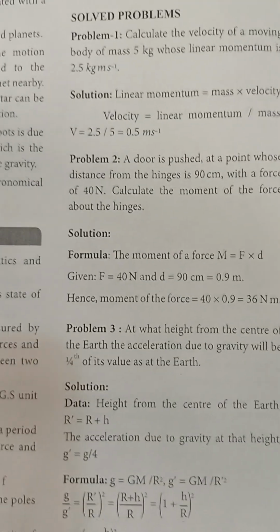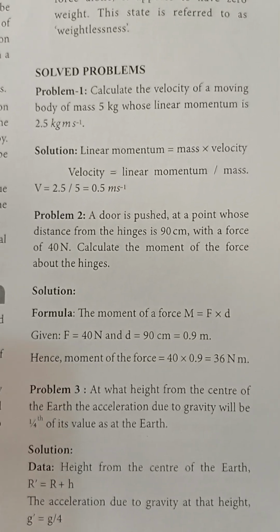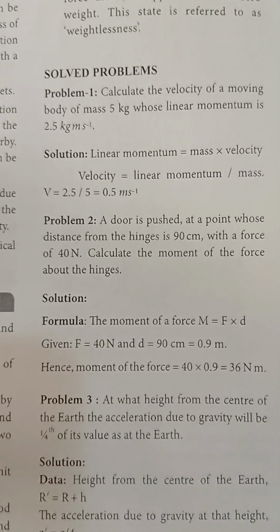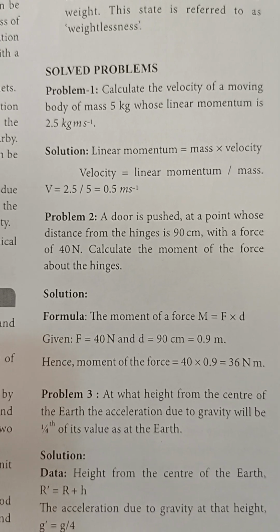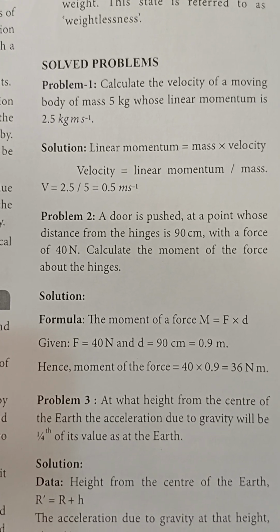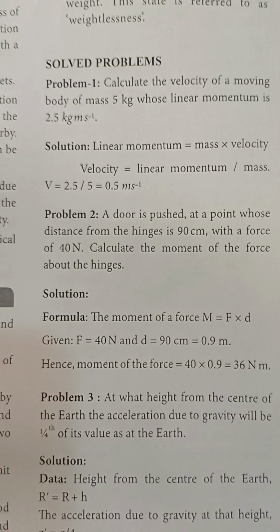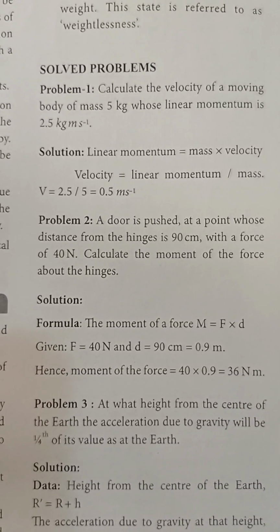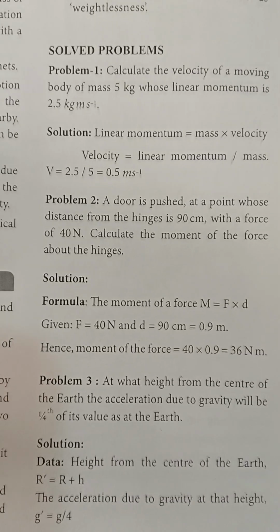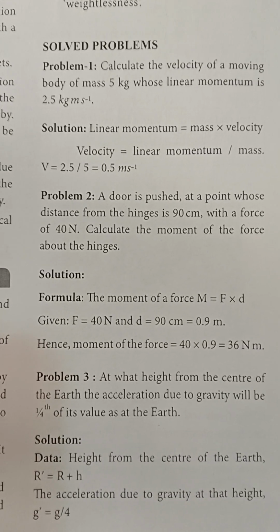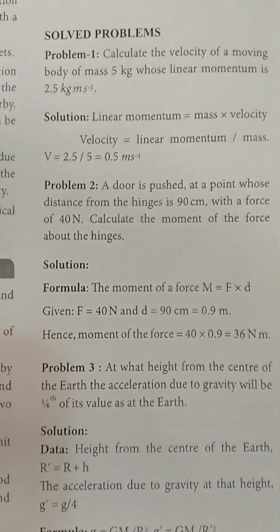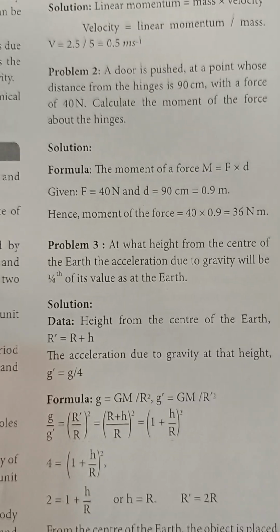Look at the problems they have given. Here they have given: calculate the velocity of a moving body of mass 5 kg whose linear momentum is given. What is momentum? Momentum is mass into velocity. So we have to find the velocity: velocity equals linear momentum divided by mass. Next: a door is pushed at a point whose distance from the hinges is 90 cm with a force of 40 Newton. Calculate the moment of the force. The moment of the force is force into distance. By that way we can calculate the moment of the force.